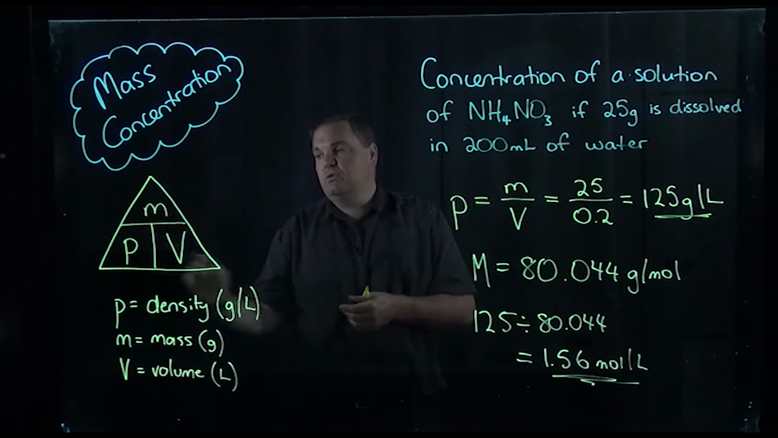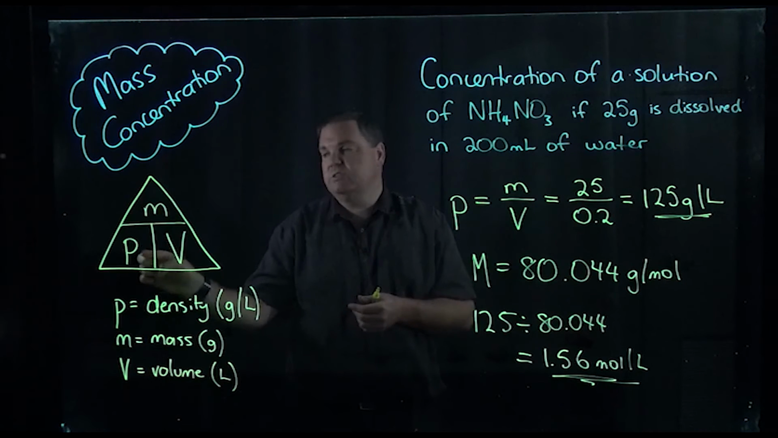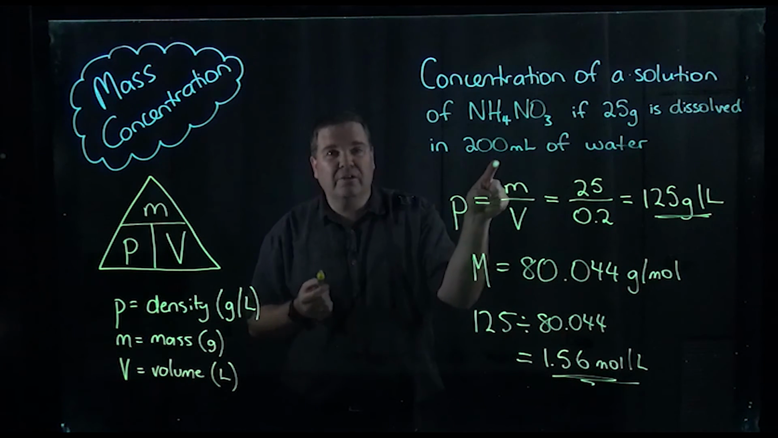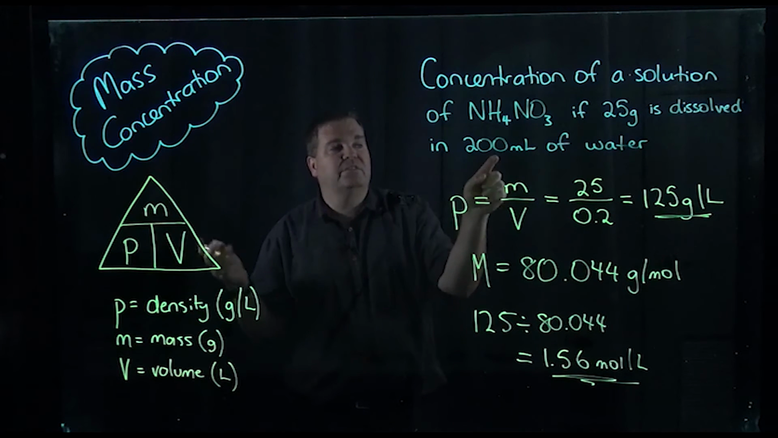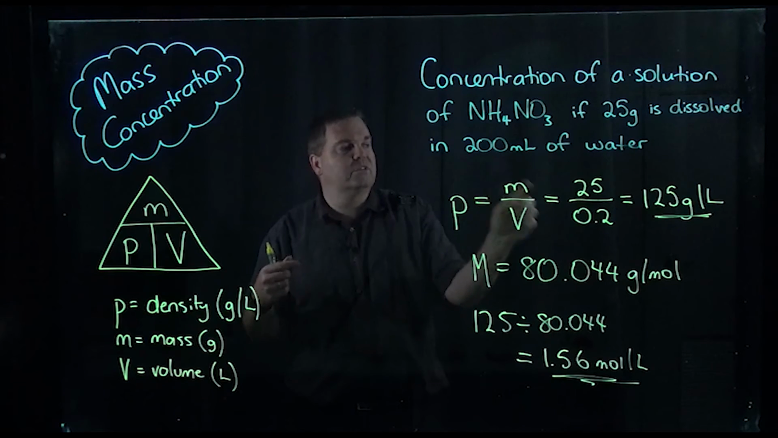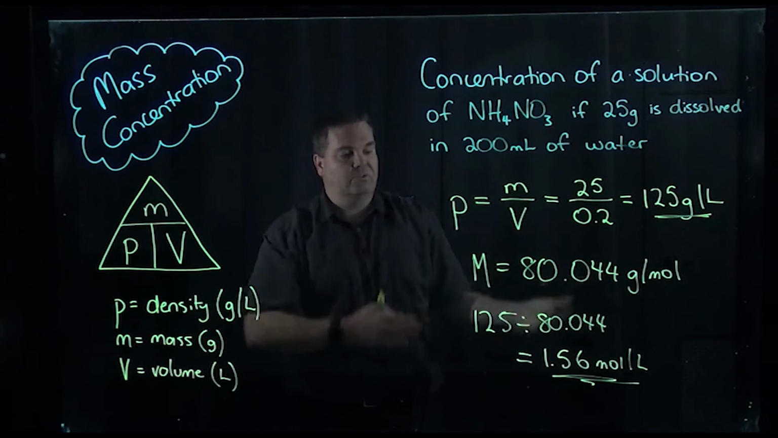We just use our triangle. We wanted to calculate mass concentration, so we did mass over volume, so 25, and the only tricky bit really that some students fall into the trap of is they forget to convert 200 millilitres into litres. So 200 mils is 0.2 litres, and then we just do our calculation.